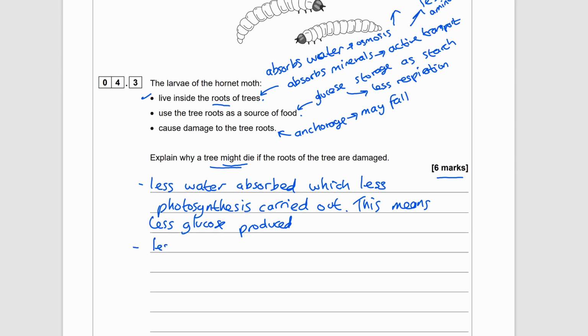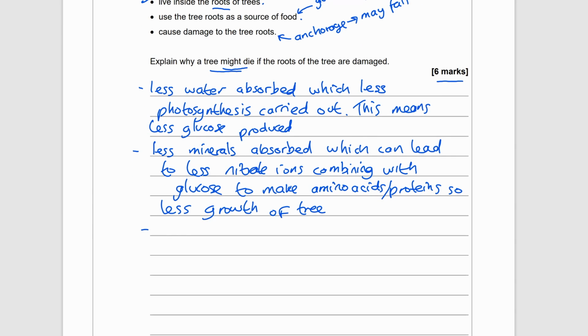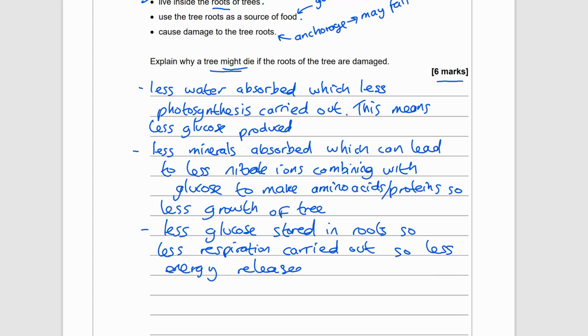Next one. We also said that there's less minerals absorbed, which may lead to less nitrate ions combining with glucose to make amino acids and proteins, so less growth of the plant, of the tree. Then we could say less glucose stored in roots, so less respiration carried out by the tree, so less energy released, which is a similar thing with this top point. This means that less glucose is produced, so that means there would be less respiration, so less energy released also.